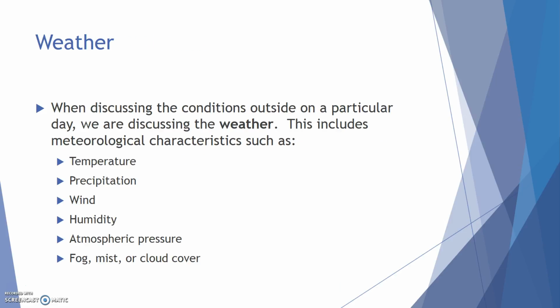So when we talk about weather, we're talking about the conditions outside on a particular day, and this includes a bunch of these meteorological terms. So if you watch the weather in the morning or you check your cell phone before you go to school, you should see that these are all the characteristics that we talk about. Temperature, precipitation, wind, humidity, pressure, and then if it's overcast, fog or mist. So as an example, you might hear that the temperature outside today is -5 degrees Celsius because we are in Canada.